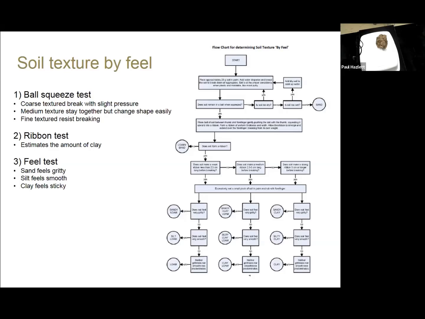The other thing I want to say before we go through this key and do it hands-on is that there are several different soil texture by feel methods. So I'm just presenting one of them here today, and there are quite a few of them, made up of a combination of different tests to determine texture. The three that this key uses are the ball squeeze test, the ribbon test, and the feel test. And that's what I'm going to go through.